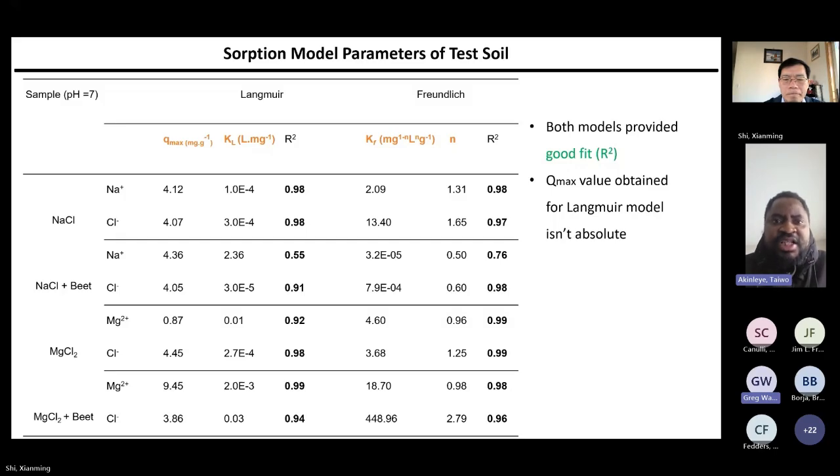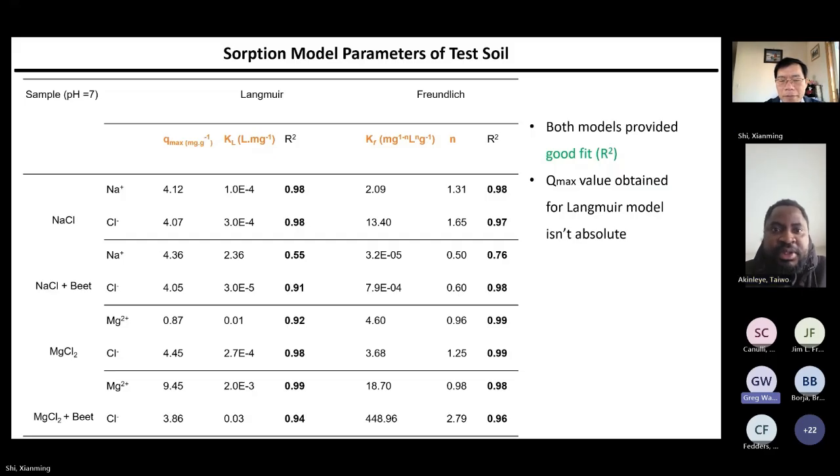Some of the parameters we obtained that are very important for explaining these results is Qmax. Qmax is the value used to measure the concentration, or the relative concentration, of adsorbed ions on the soil particle surfaces. KL is the sorption affinity. While these are all complex terms, I'll explain what they mean in the next few slides.